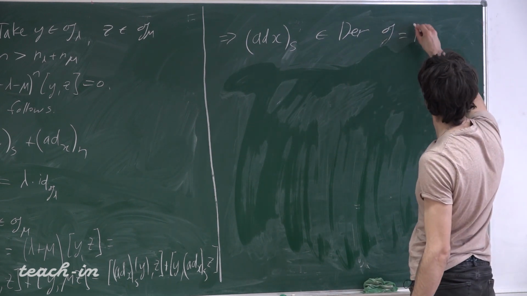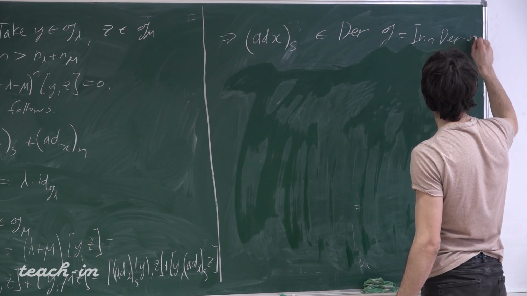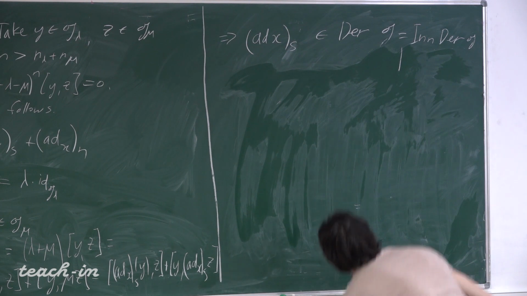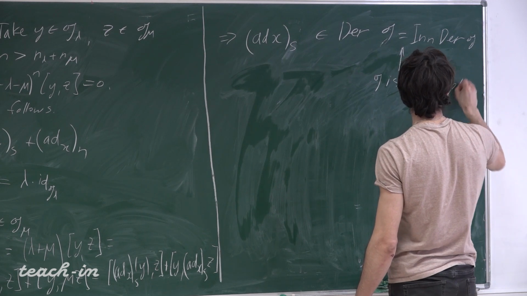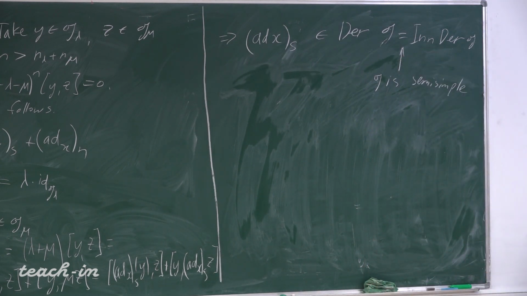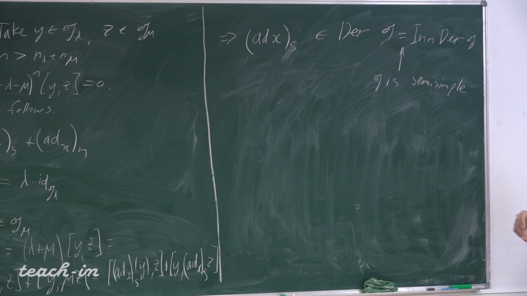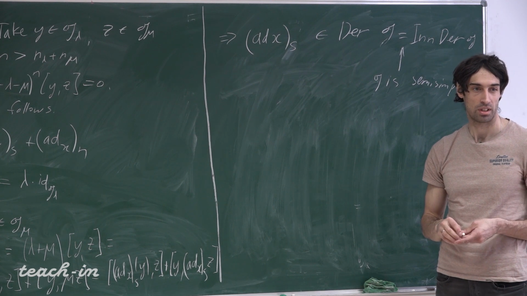But this is the same as inner derivation. This is because my G is semisimple. We didn't prove it yet. We almost proved it. We kind of discussed the proof indirectly, because I mentioned that the homology of Lie algebras is related to the proof of complete reducibility of finite-dimensional spaces.